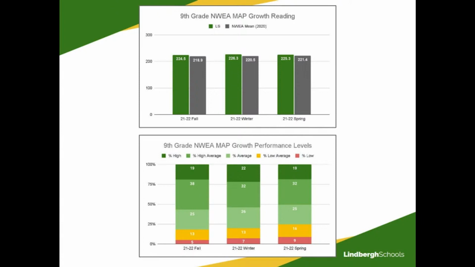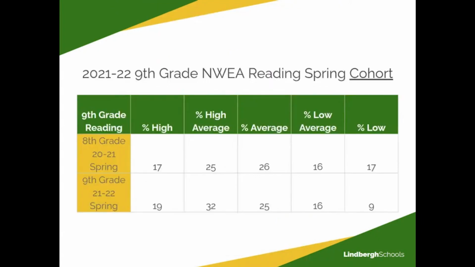So if you jump to the next slide, you'll see that we did have strong cohort growth with this group. So we had 68% in those top 3 as 8th graders, and then by 9th grade, we had 71%. And we had some reductions in our low quintile there. If you look at our lowest, from 17% of them being in that low quintile in 8th grade to only 9% in 9th grade. So a good jump that we see there.